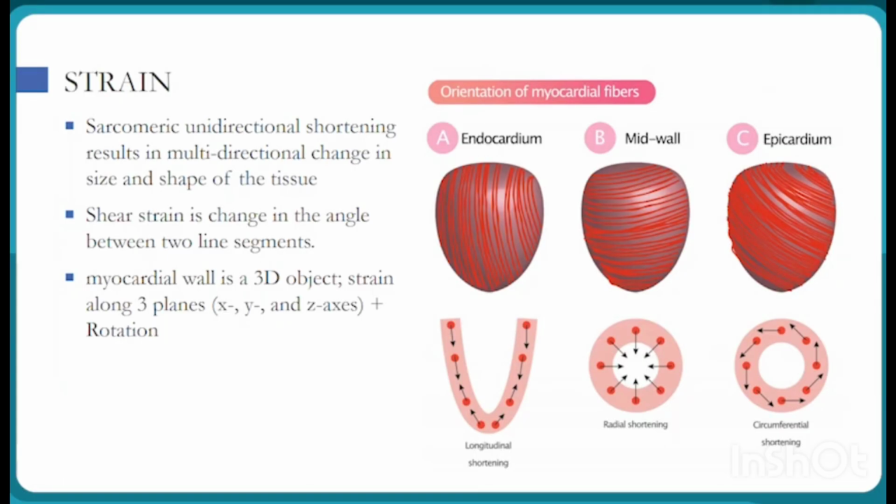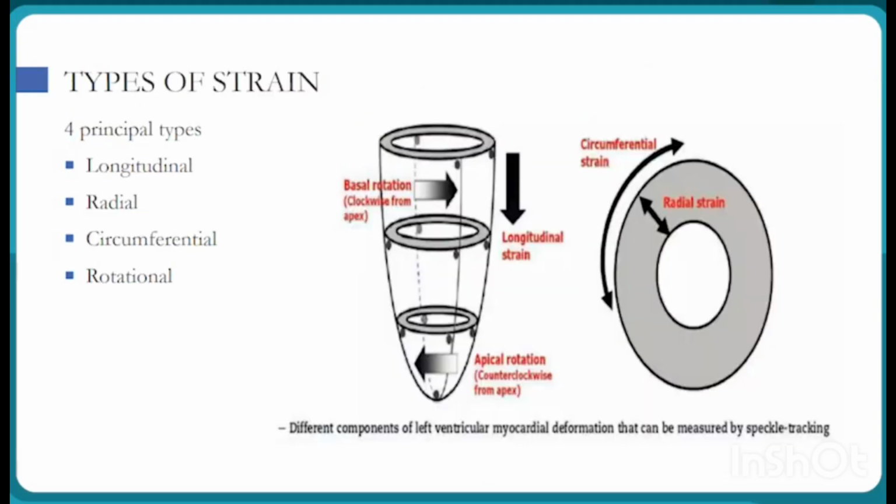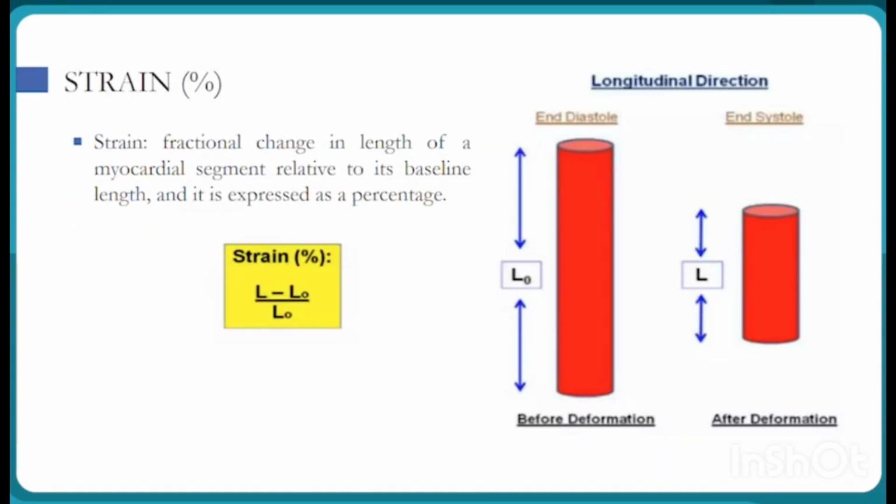The myocardial fibers are oriented in different ways at different levels. The endocardial fibers run mainly from the apex to the base. The mid myocardial fibers run circumferentially, and the epicardial fibers are oblique, which gives rise to different types of strains: a longitudinal strain, radial shortening, and circumferential shortening. So the types of strain are mainly of 4 principal types: longitudinal, radial, circumferential, and also a rotational component.